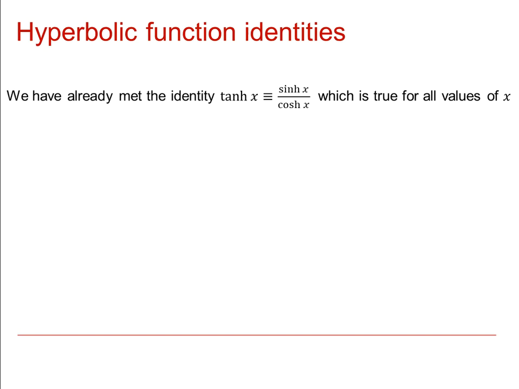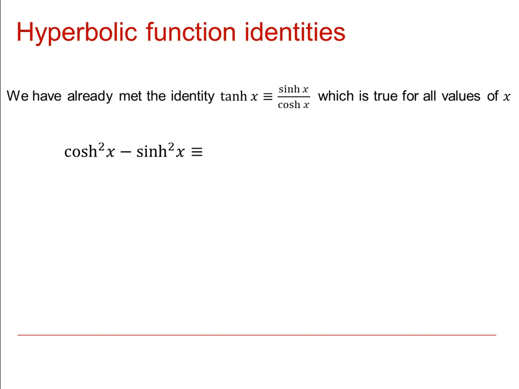There's another identity that you need to be familiar with, which again is similar to the identity for circular functions, which is sin squared plus cos squared is equal to 1. However, for hyperbolic functions, the identity involves cosh squared minus sinh squared.